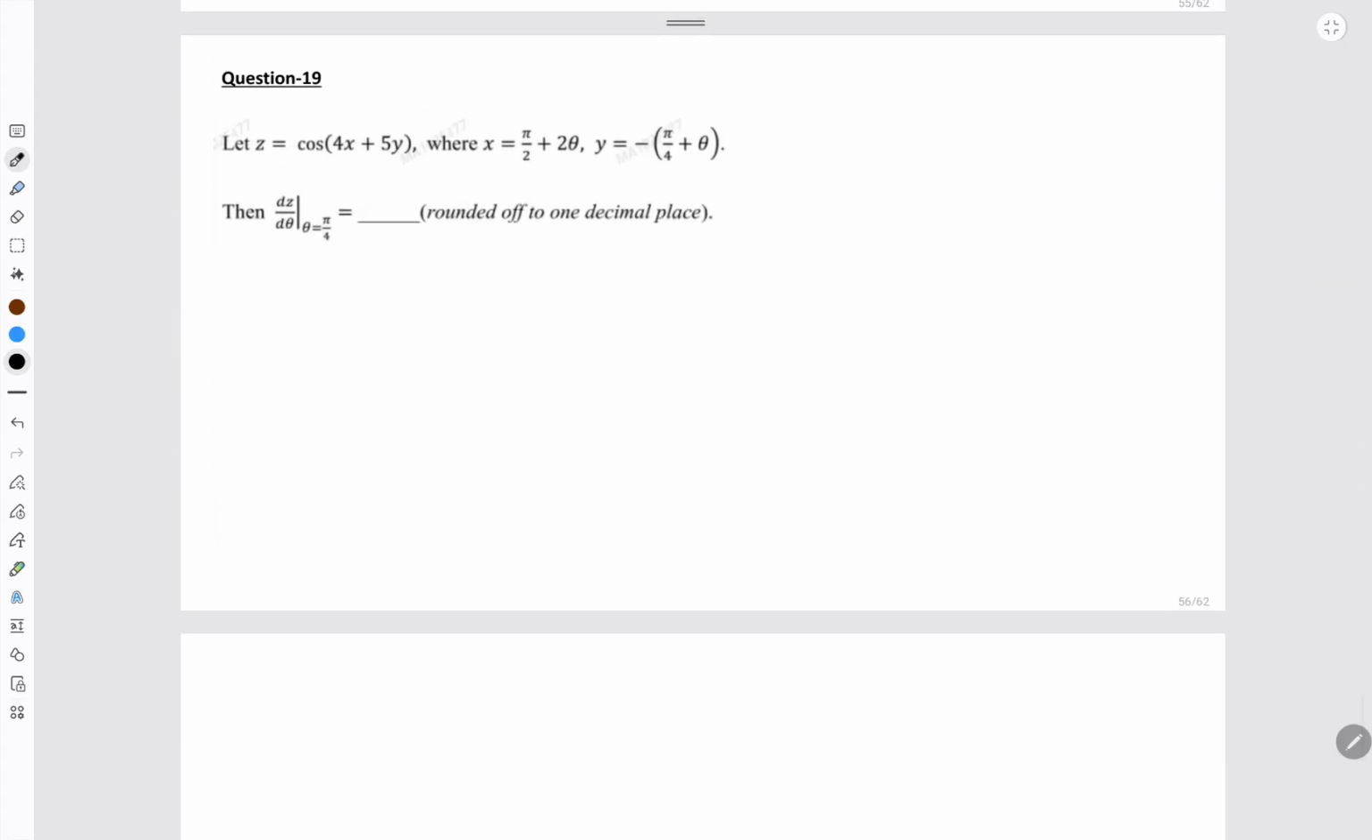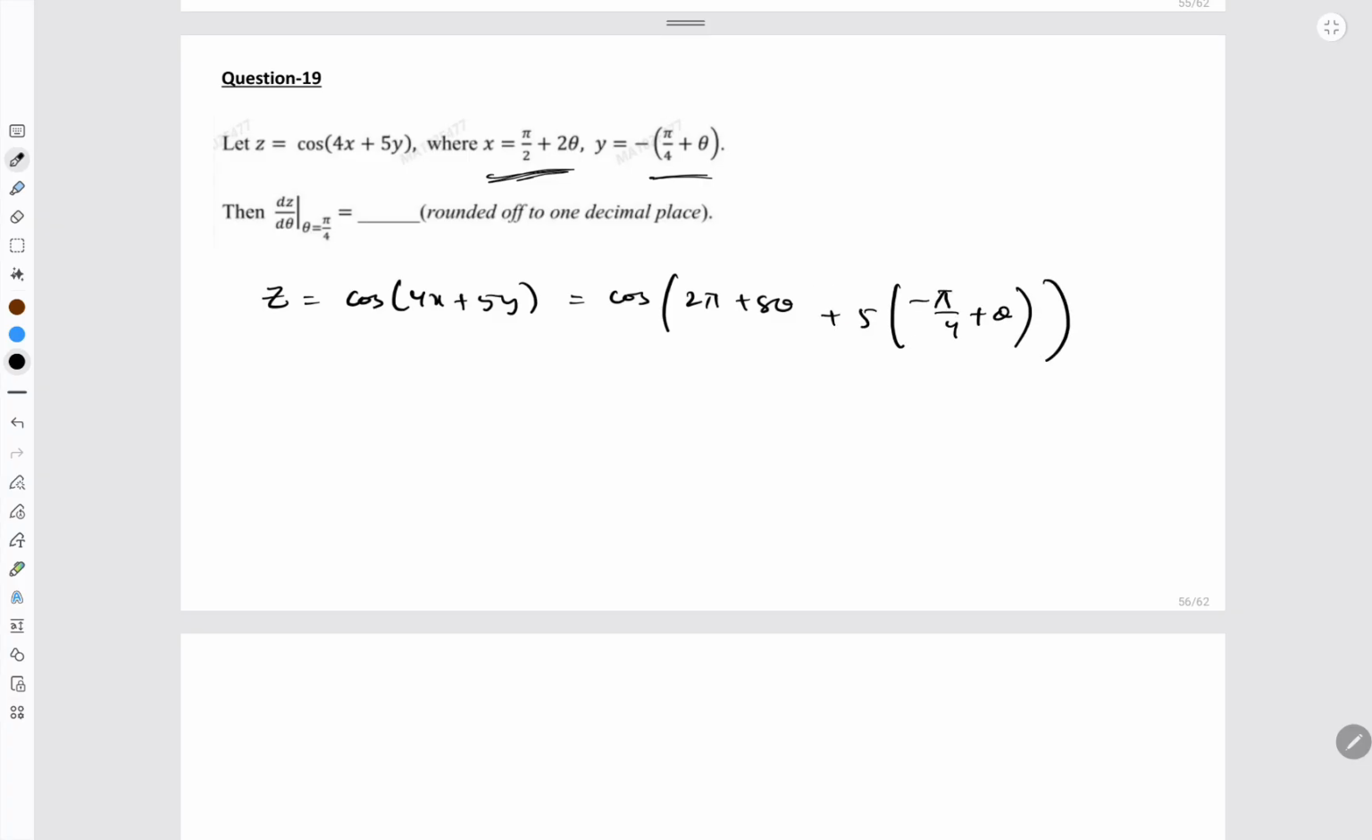Question number 19, it's a very simple question. You have to find the derivative at that point. So I have to find dz by d theta, which means I have to write z as a function of theta. Here x and y are given in terms of theta only. So cos 4x is basically 2 pi plus 8 theta, plus 5 times (minus pi by 4 plus theta).